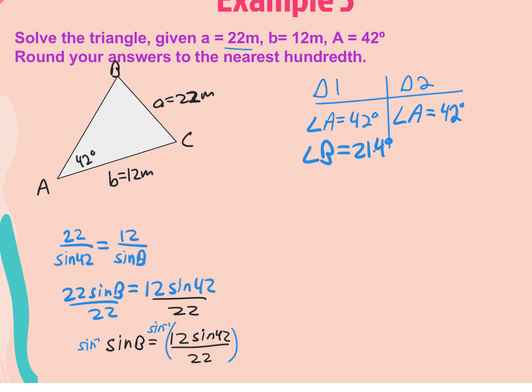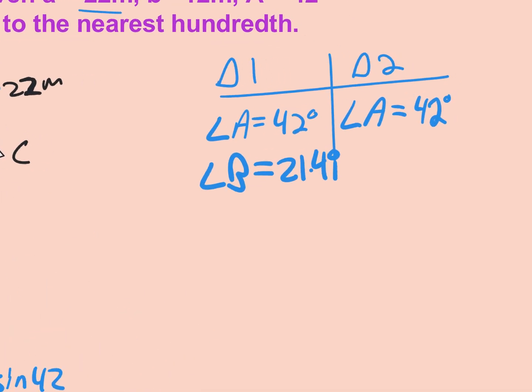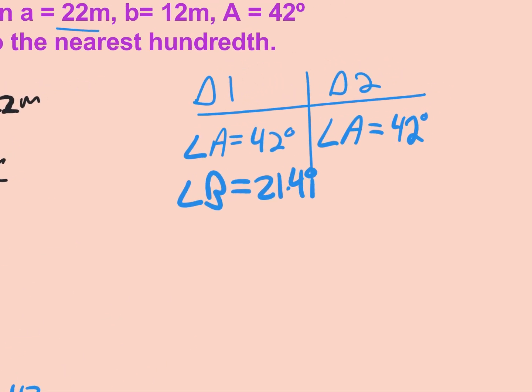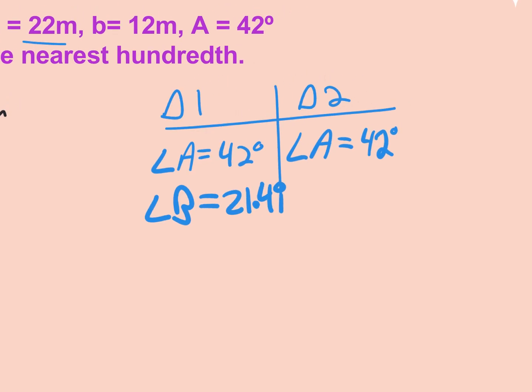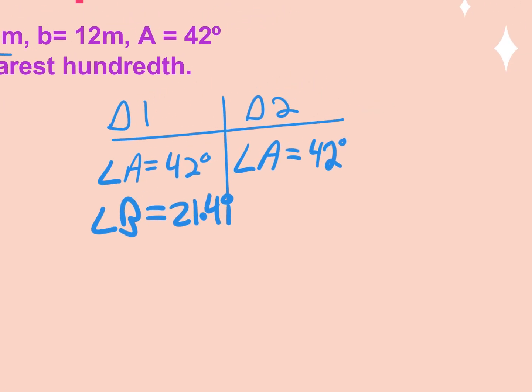21.4. Is that what we got? Good, so we get 21.4. That's fine. All right, 21.4. To test if there's a second triangle, you're going to do 180 minus angle B that you just found. Just stick with me. I'll show you what we're going to do with that. So 180 minus 21.4, what does that get you?